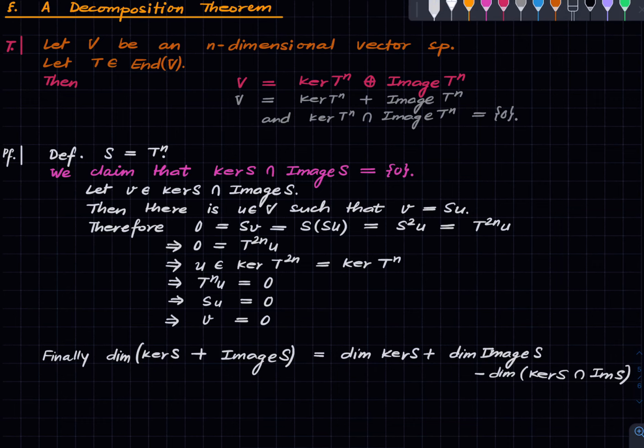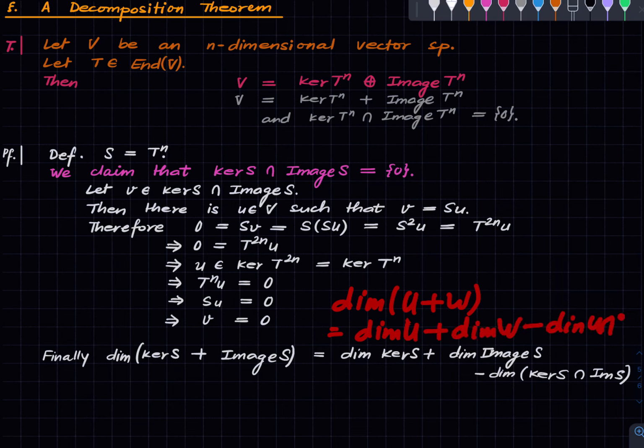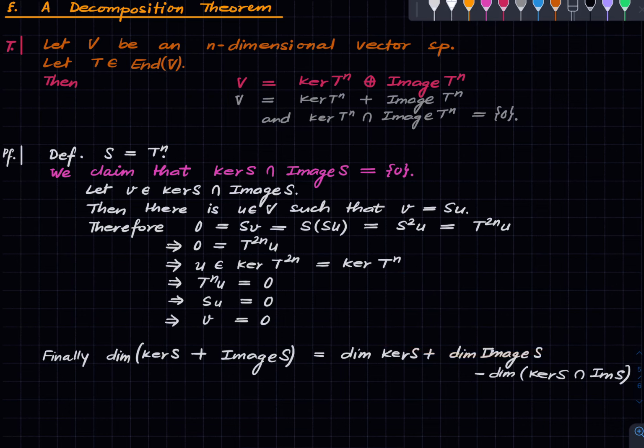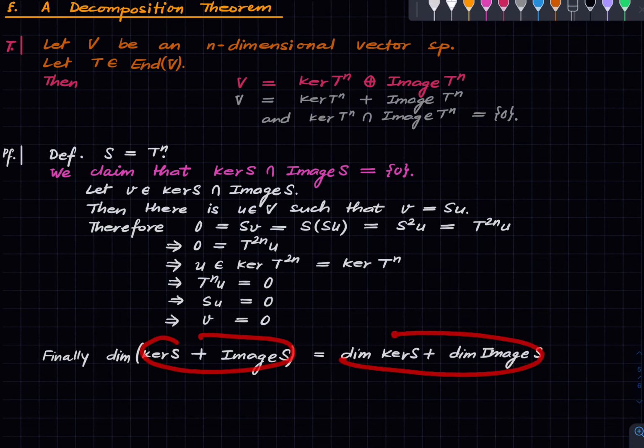right? So recall that dimension of U plus W is dimension U plus dimension W minus dimension U intersection W. This is generally true for any two subspaces. We also saw this as a consequence of the second isomorphism theorem. Alright, fine, but we have already shown that this is the trivial subspace, and hence we can erase this from this equation because that quantity is 0. So therefore we see that the dimension of the sum is the sum of dimensions.